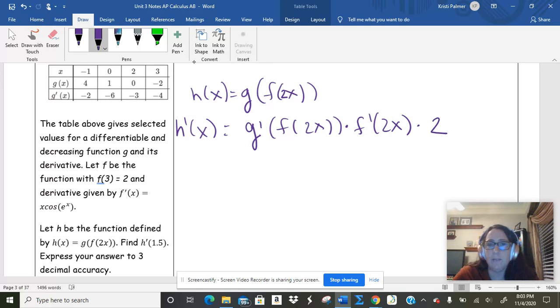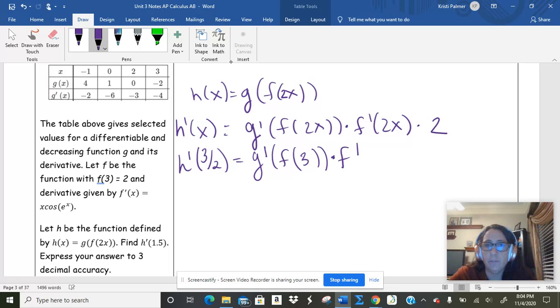So this is what I got. I had a 2-chain, derivative of the outside, leave the inside alone, derivative of that outside, leave the inside alone, times the derivative of that inside. Now I know that I am looking for h prime of 1.5. Or I like to do fractions, 3/2. So this would be f of 2 times 3/2 is 3, times f prime of 2 times 3/2 again is 3, times the 2.